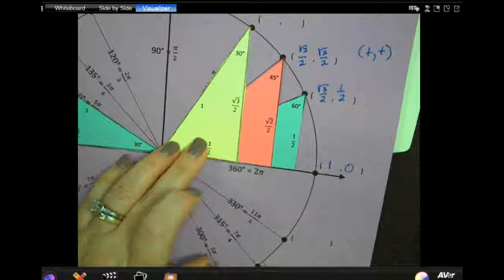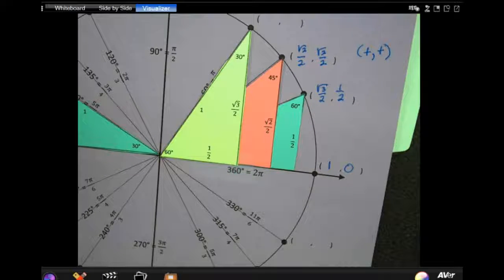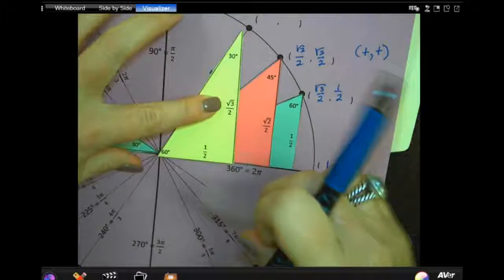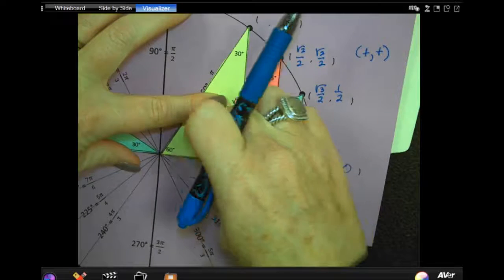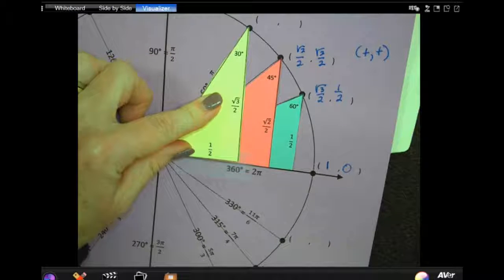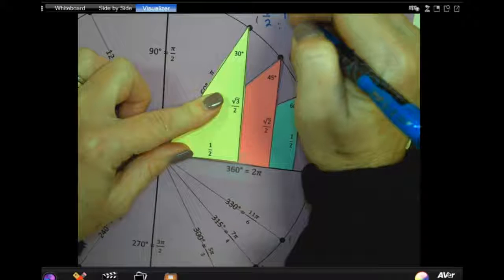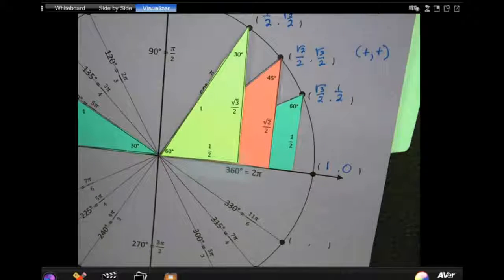Okay, the last one you're going to tape down is the 30, 60, 90. I know it's fun. What's the X coordinate, 1/2, and the Y? Square root of 3 over 2.